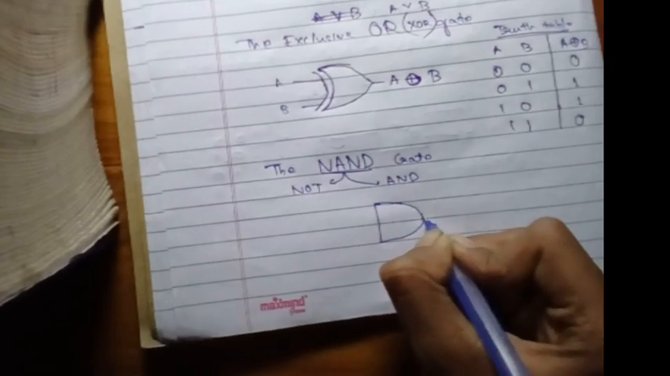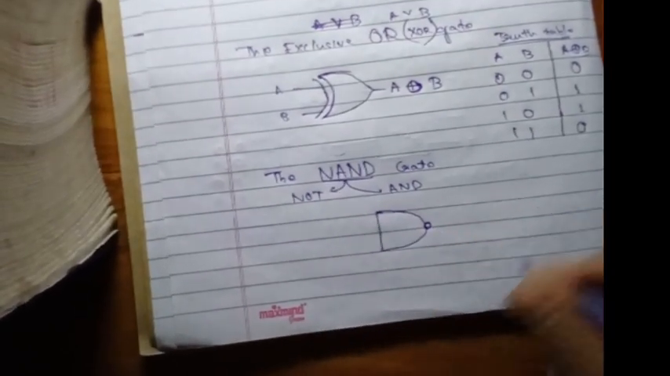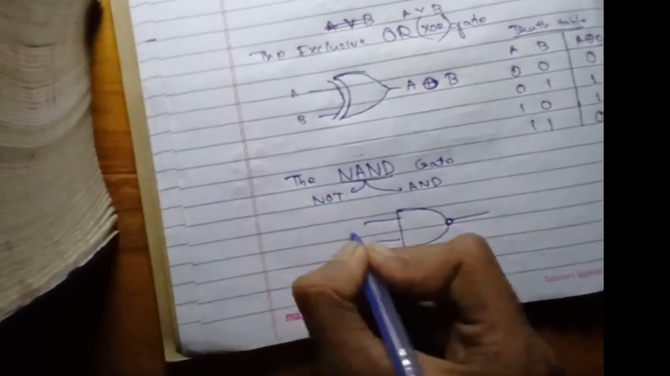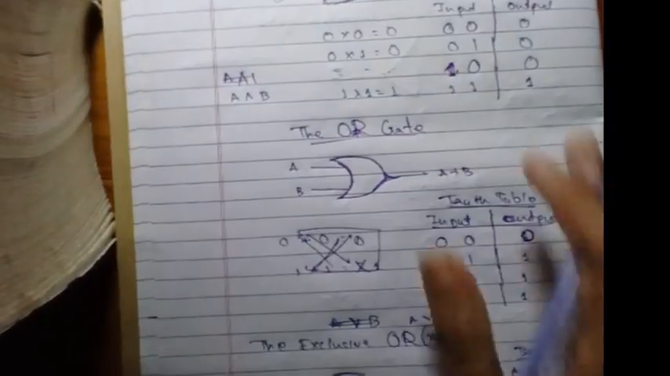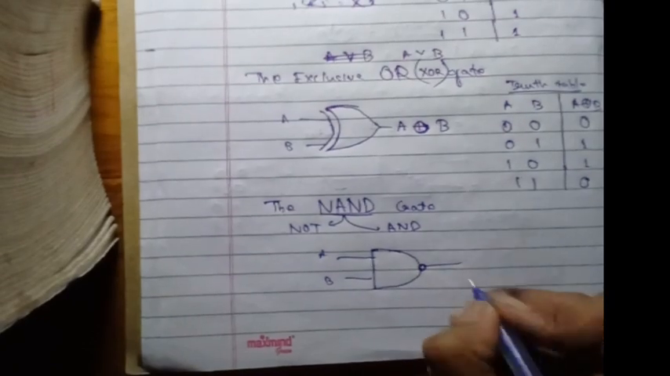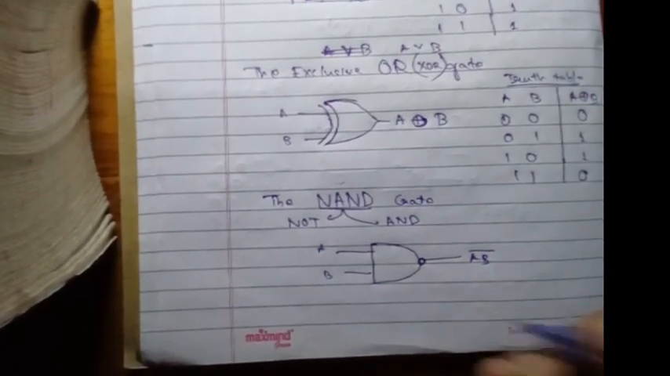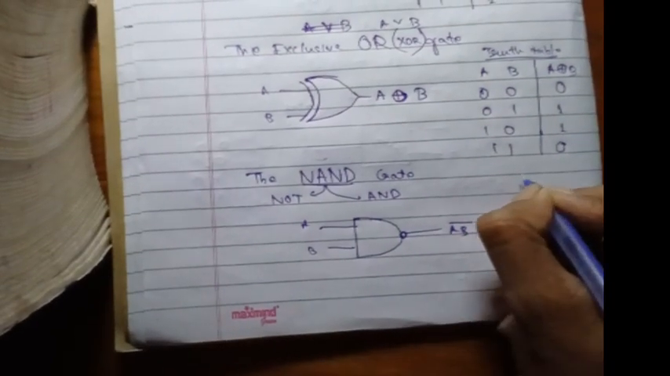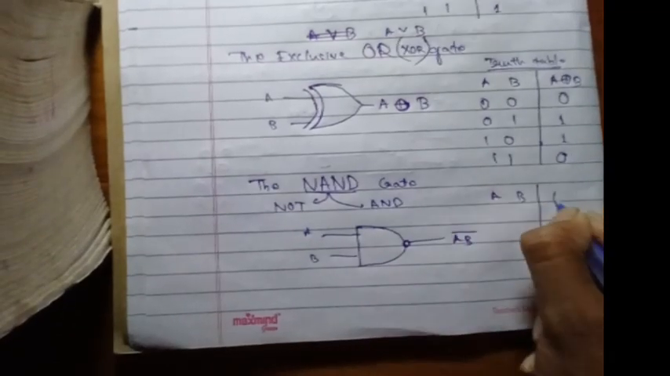I've drawn this. Here is a small circle that flips it, and it is actually performing as a NOT. So here the inputs are A and B, and as output we'll have AB bar, and you know that bar stands for negation, I have told you. So okay, let's draw its truth table, A, B, AB bar.